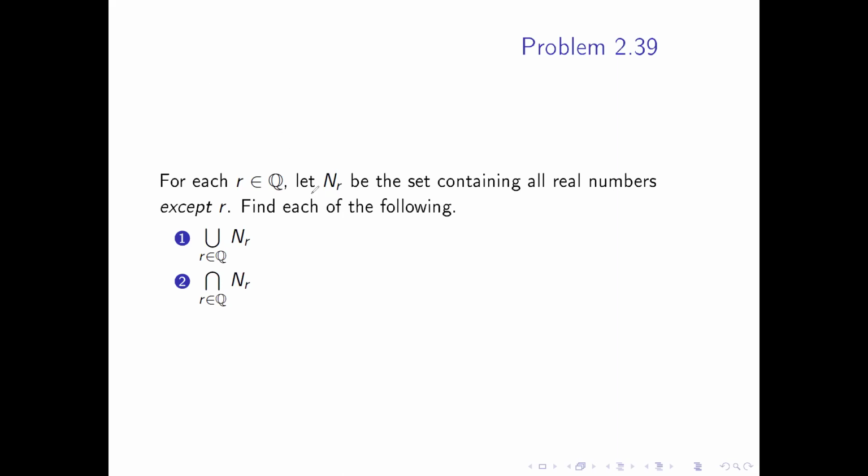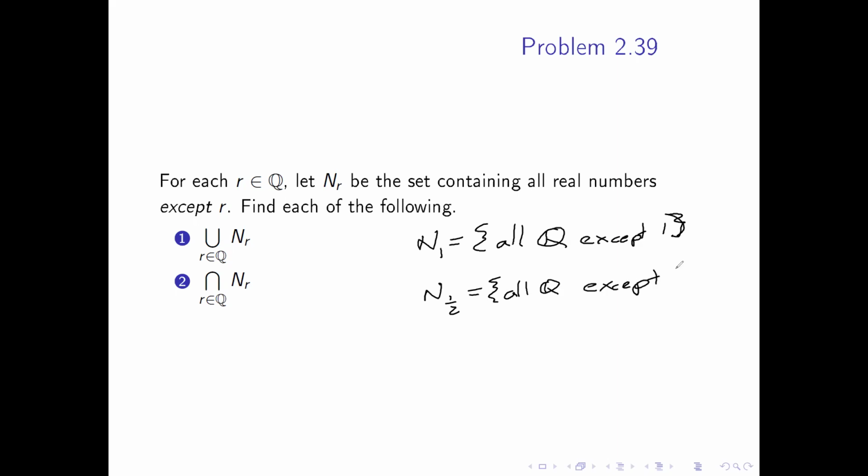Well, let's look at a couple things. Well, N1 is essentially going to be the set of all rational numbers. This is going to be the set of all rational numbers except 1. That should be a squiggly bracket. N_1/2 is going to be the set of all rational numbers except 1/2. And that's just positive.